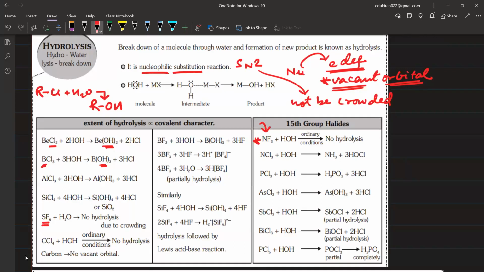Now again, fluorine also does not have any vacant orbital because it is in the second period. And that is why OH cannot attack either on nitrogen or on fluorine, and that is why no hydrolysis happens. But if I take the case of NCl3, the NCl3 में कहाँ पे attack होगा?